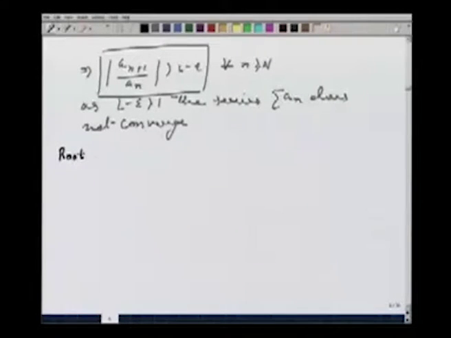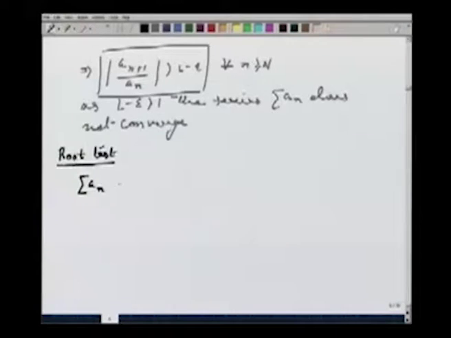Okay? Now the next test we are going to deal with is called the root test. This is also a consequence of the comparison test, but here the comparison is being made with the geometric series. So for example, suppose I have summation a_n, I know that all the a_n's are bigger than or equal to 0, and let us say 0 is less than or equal to a_n, which is less than or equal to x to the power n, where 0 < x < 1. Then it is very clear from the comparison test that the series summation a_n converges because the geometric series summation x to the power n converges.